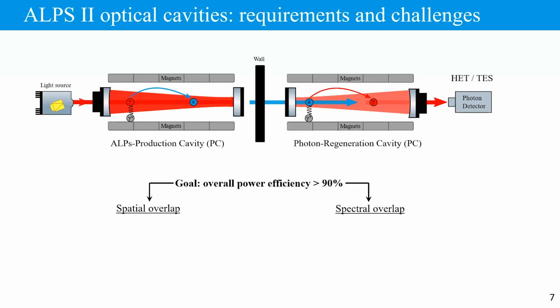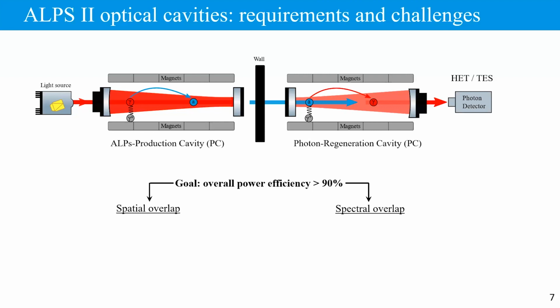And to get the anticipated sensitivity, we have to have an overlap of 90% between the two fields, between the production cavity and the regeneration cavity field. So to have a sufficient energy transfer between the two fields, we want the overlap to be more than 90%. And this consists of two parameters.